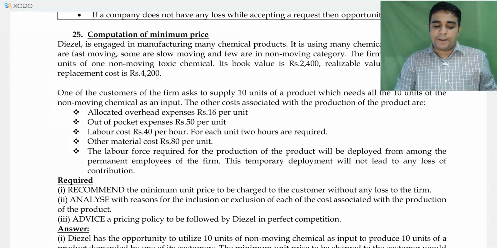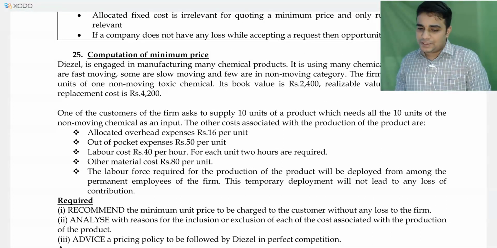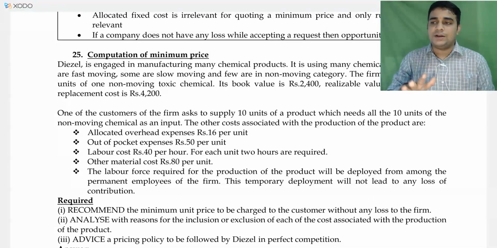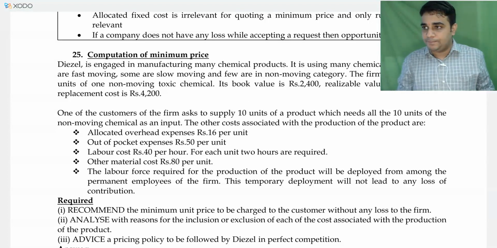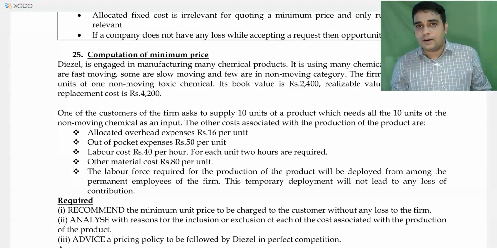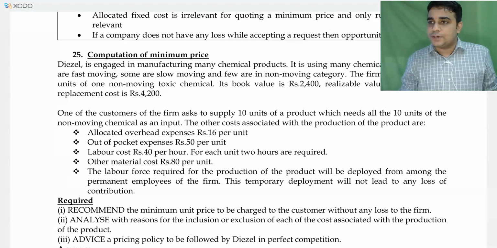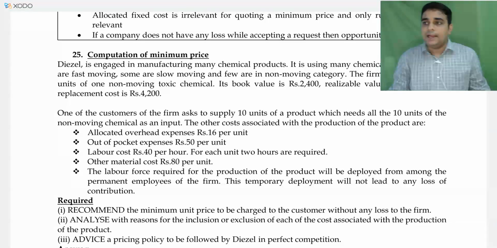Third part is, advise a pricing policy to be followed in perfect competition. This is an allied question related to a chapter called pricing decision. In pricing decision, we have something called pricing policies, different pricing policies. So I will touch upon the solution to this, but this is an allied question related to that area.